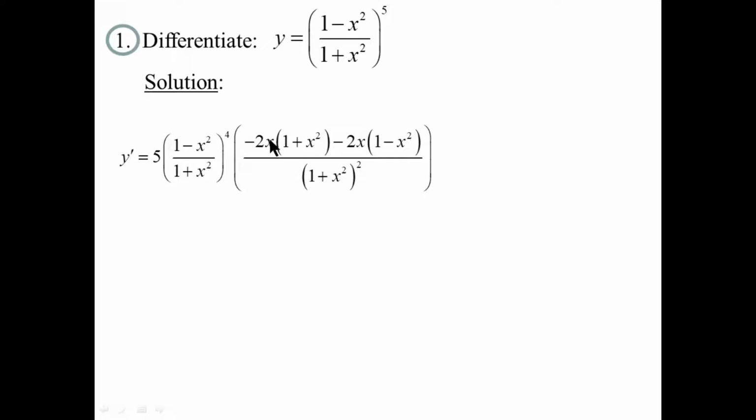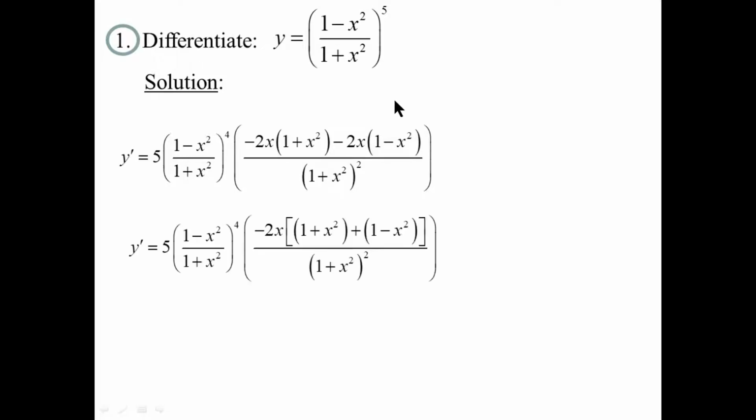We look at the numerator and see that both terms have a minus 2x, so we can common factor that out. Take out the minus 2x, leaving behind 1 plus x squared plus 1 minus x squared, because I took out the negative 2x, leaving behind this plus sign. You can check the work by multiplying it back in. We got the minus 2x times this, and the minus 2x times this. And so that's all that happened here.